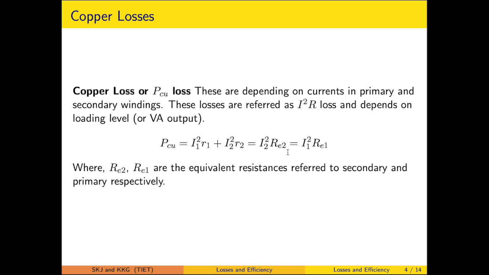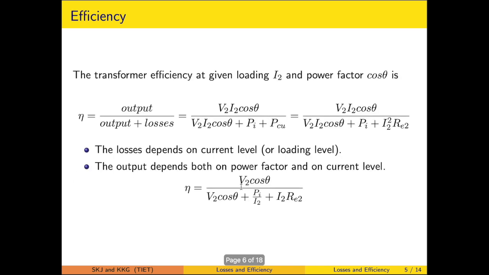Previously we have gone through the equivalent circuit. When the equivalent circuit is referred to the secondary, the total copper loss can be regarded as I2 square Re2. When the equivalent circuit is referred to the primary, it is regarded as I1 square Re1, where Re2 and Re1 are the equivalent resistances referred to the secondary and primary respectively.